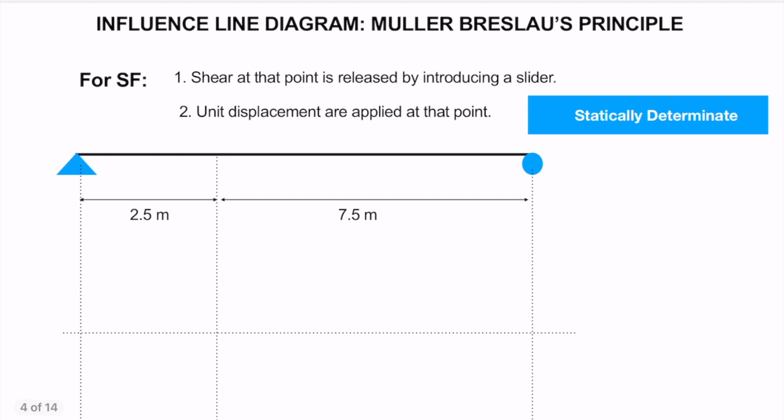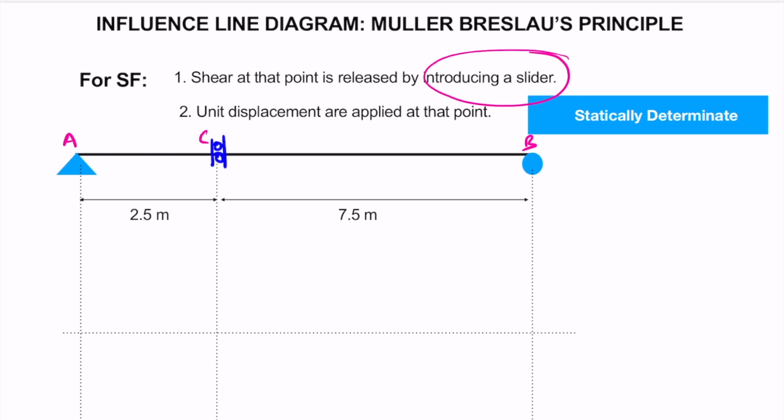Let's discuss how to find the ILD for shear force. To find the ILD for shear force, let's consider a simply supported beam. Let's say we need to find the ILD for shear force at point C. So we can take this distance as 2.5 meter, this as 7.5 meter. The first step here will be to release the shear at that particular point by introducing a slider.